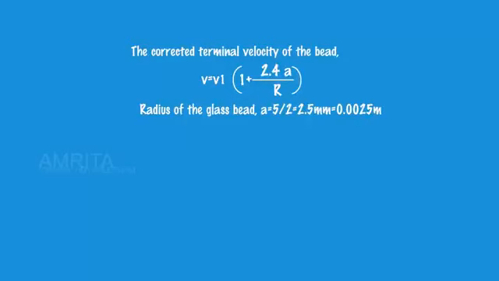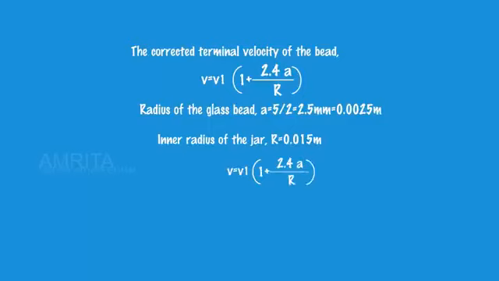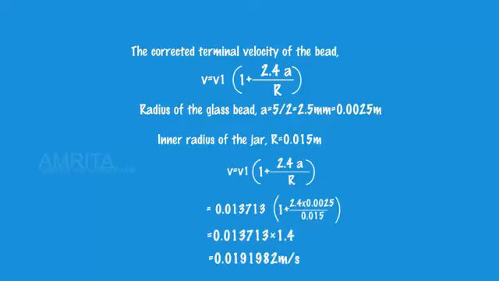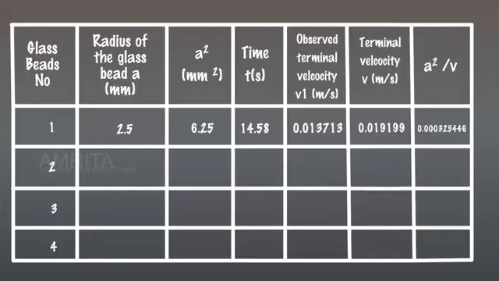The corrected terminal velocity of the bead can be calculated using the relation V is equal to V1 into 1 plus 2.4a divided by r. Here, the radius of the bead a is equal to 5 by 2, which is equal to 2.5 millimeters or 0.0025 meters, and the inner radius of the jar R is equal to 0.015 meters. Then the corrected terminal velocity can be calculated as V is equal to 0.0191982 meters per second. Record the value in the tabular column.